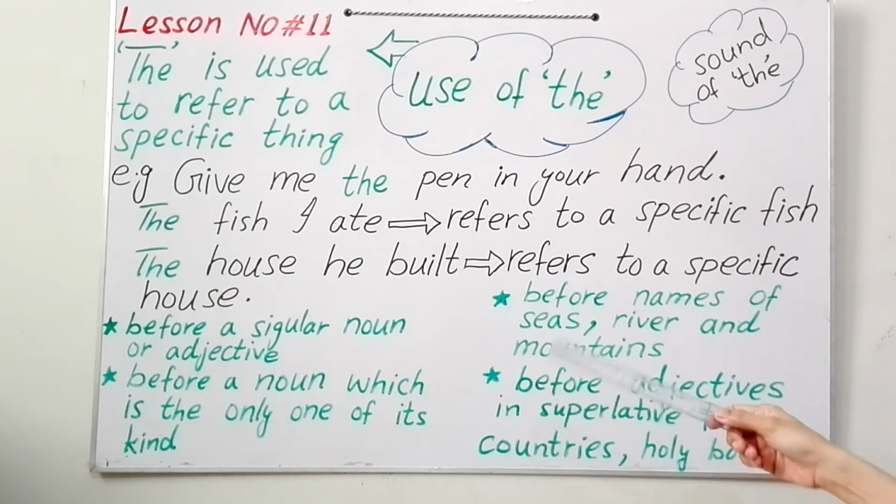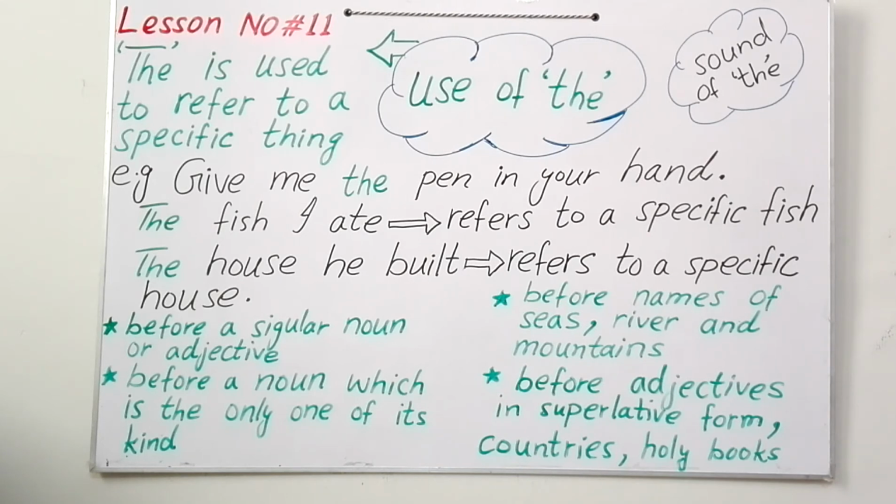You can see before a singular noun or adjective, we use "the". For example, I am giving an example: the lion is a fierce animal. Before lion I put "the". "The" because here is the adjective fierce. Fierce means dangerous. And the other is before a noun which is the only one of its kind.